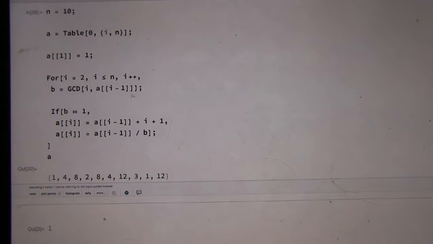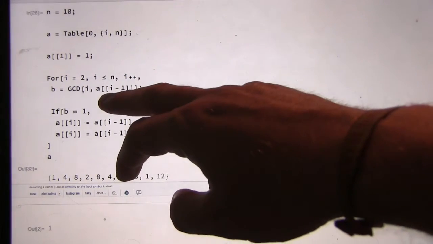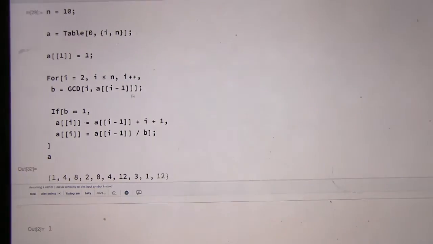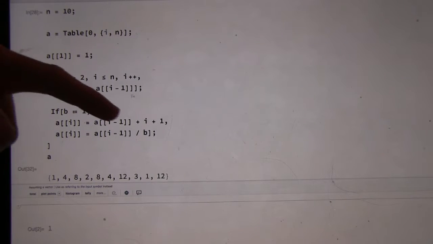Yeah, so when we had our thing on the whiteboard, we were looking at the number in our sequence that was 1 back from where we were. So when we're at i equals 2, we're looking 1 back in the table, the first entry. Okay, and then what do we do once we get this greatest common divisor? So we check, if it equals 1, the greatest common divisor, we do the first formula. Mm-hmm. So a of i equals a of i minus 1 plus i plus 1.